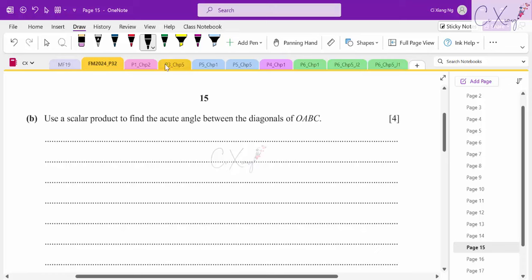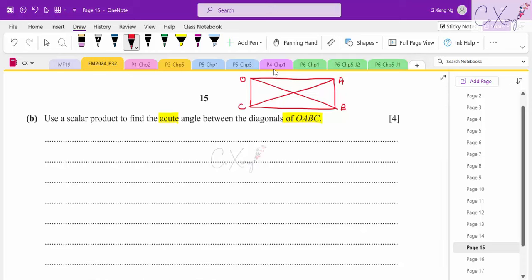Use a scalar product to find the acute angle, highlight the keyword acute, between the diagonals of OABC. Like what I drew just now, let's say this is OABC. If I want to find the angle, assume that I'm not sure which side is longer, maybe OA is longer or shorter than AB. So I also don't know which angle between the diagonals is acute.